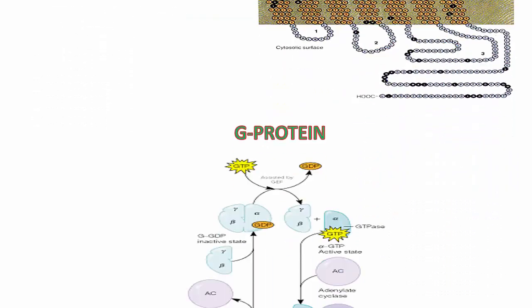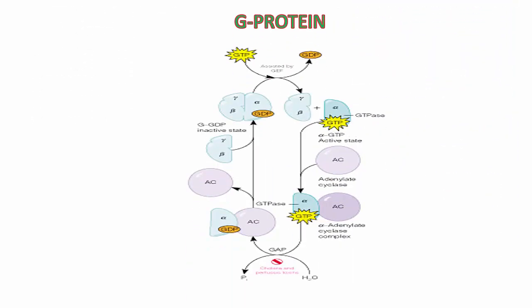Then the heteromeric G proteins. The G protein that transduces the signal from the serpentine receptor is called heteromeric G protein, which is located on the cytosolic face of the plasma membrane. It consists of 3 polypeptides, 1 alpha, 1 beta and 1 gamma. It always binds with guanyl nucleotides, that's why it is known as G protein. It cycles between active and inactive forms.